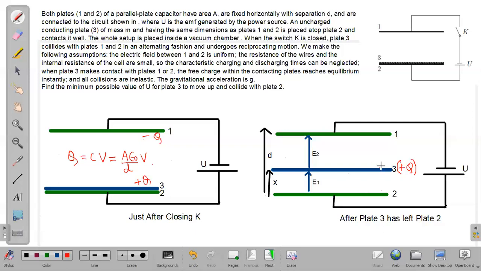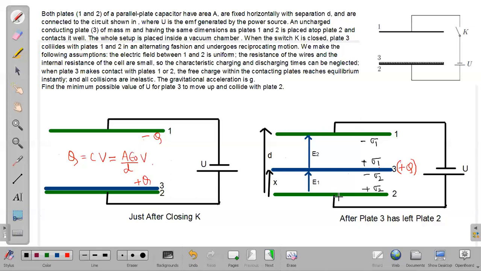But this charge will be now distributed on the two sides of plate number 3. So I denote sigma 1. Let us denote that sigma 1, the density of charge, is on the top side of plate number 3. And minus sigma 2 is the density on the bottom side of plate number 3. Minus sigma 1 will be on the lower side of plate 1, and plus sigma 2 will be on the top side of plate 2.